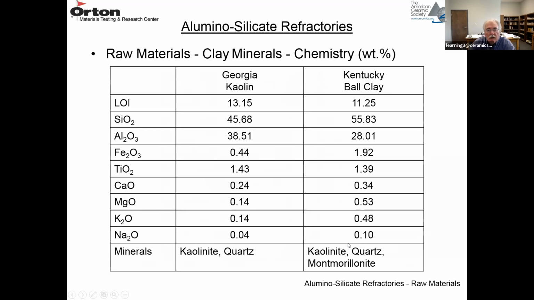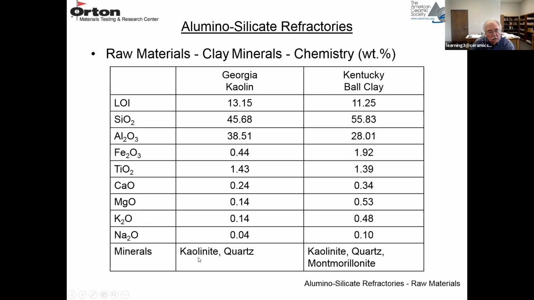So a typical chemistry, a Georgia kaolin and a Kentucky ball clay. When you dehydrate it, you drive off the water, so there's a loss on ignition, LOI. It's about 13% in this kaolin and about 11% in the ball clay. This is the silica content, about 45% and about 56%. Alumina is lower, 38% and 28% here. And then you have your normal impurities, the Fe2O3, TiO2, CaO, MgO, and the alkalis, K2O and Na2O. So they make up the balance.